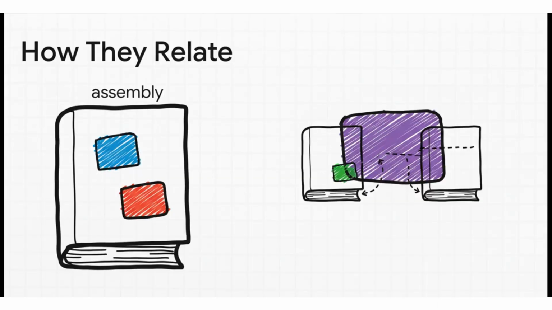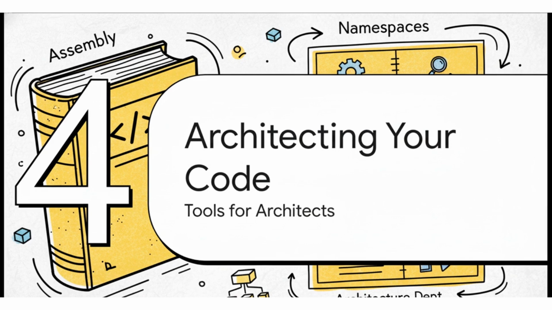Now, you might think it's a simple one-to-one thing, but it's way more flexible than that. A single assembly, our book, can contain a whole bunch of different namespaces inside it. But here's the real game changer. A single namespace, say MyCompany.UI, can actually have its code spread out across multiple different assemblies. And that flexibility is what lets you build truly robust modular applications. Okay, so what does all this mean for you when you're actually sitting down to write code? It means you have to think like an architect, and these two concepts are your primary tools for building something that's actually built to last.